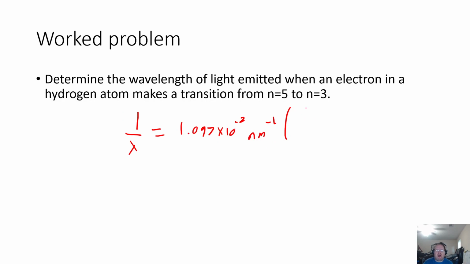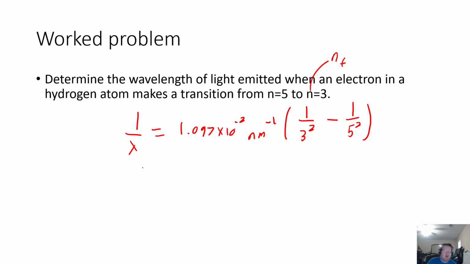So we have 1 over the final, which is going to be 3, because this is our n final, where it ended up. So we have 1 over 3 squared minus 1 over 5 squared. Let me make sure there's nothing else to that equation. Nope, that was it. So now we just have a few things to put in. We've got 1/9 minus 1/25, which is what you get from those two fractions, and then we multiply it by 1.097 times 10 to the negative second.